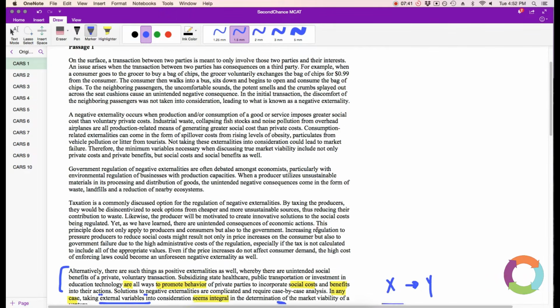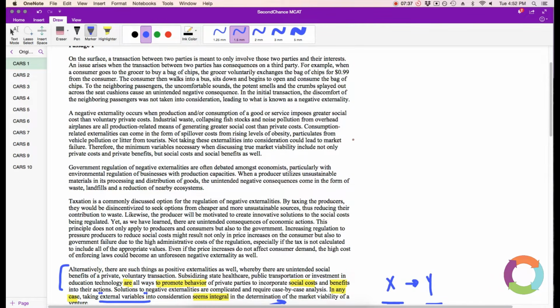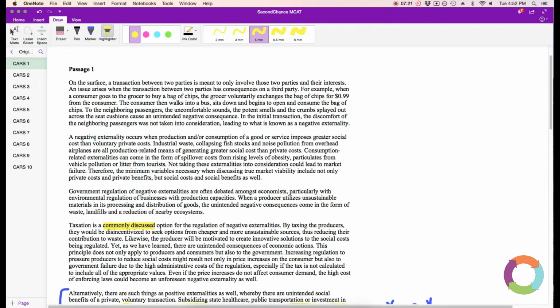Excellent. So let's just get a quick look at the layout of the passage. So we have 5 paragraphs here. Where's that first shift in tone? So let's see. So taxation is a commonly discussed option. Okay, so commonly discussed meaning that this is probably where the context is. Government regulation are often debated. Again, and then this negative externality occurs. Well, that seems more like contextual.